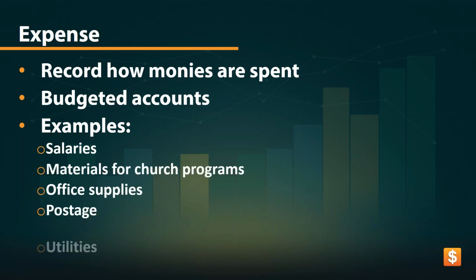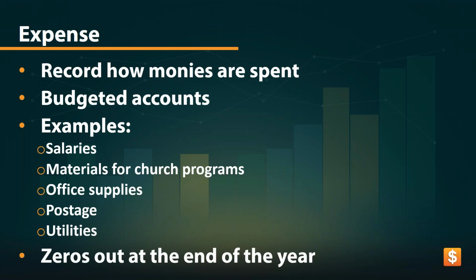It could be postage for those people who are still doing a lot of mailings, and could be utilities. So there's always utility bills. And these accounts also zero out at the end of the year. So just like income accounts, they'll continue to grow all year long. Once you run your year end, basically by locking the finance or fiscal year, then they'll zero out and start over again at 0, growing the whole year long.